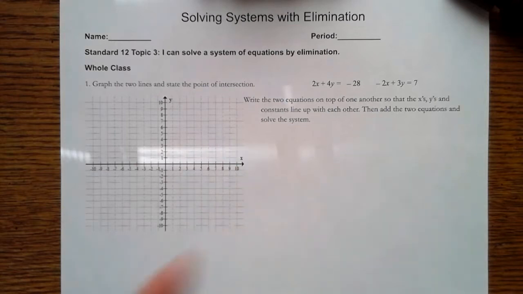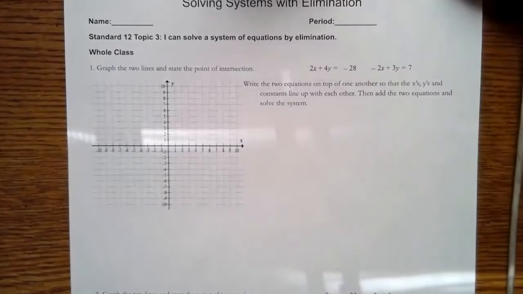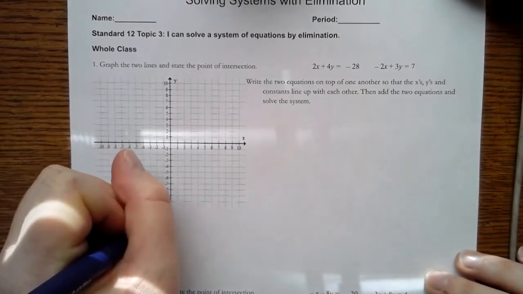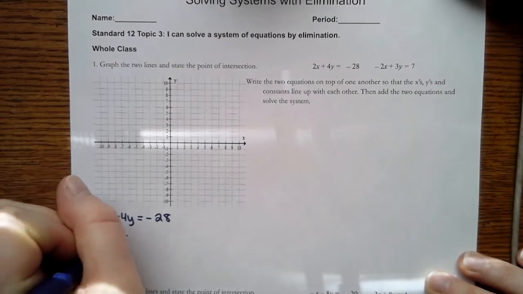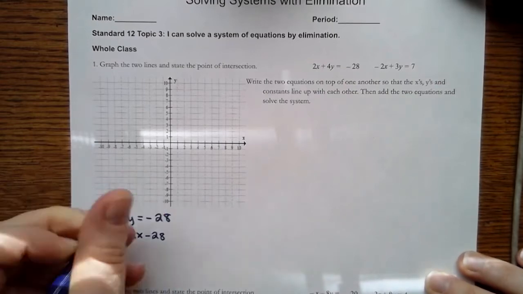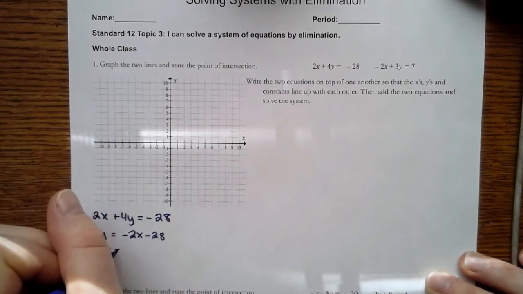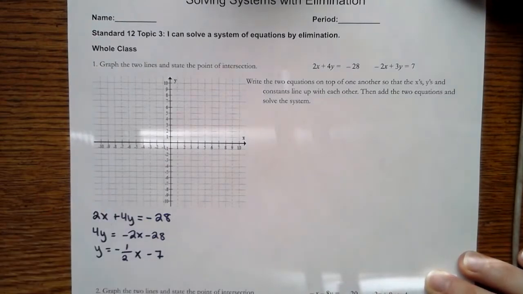So step 1, let's graph these. But before I graph these, I'm going to convert these into y equals mx plus b and see if that helps me. So 2x plus 4y equals negative 28. So I'm going to solve for y. 4y equals negative 2x minus 28. Divide by 4. Y equals negative 1/2 x minus 7.